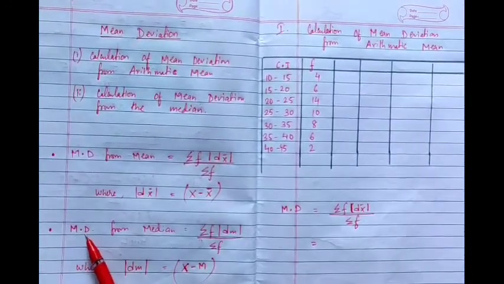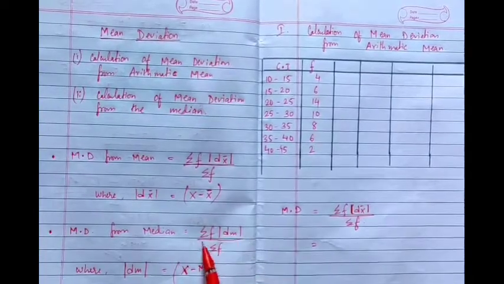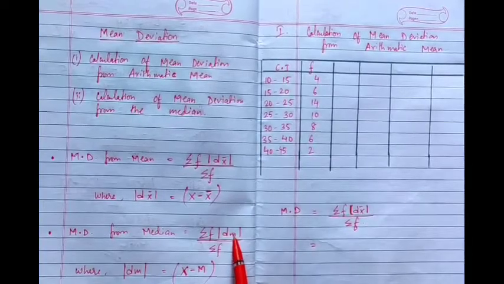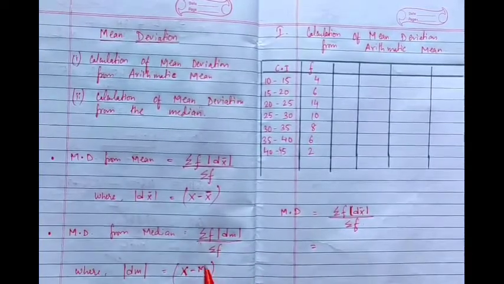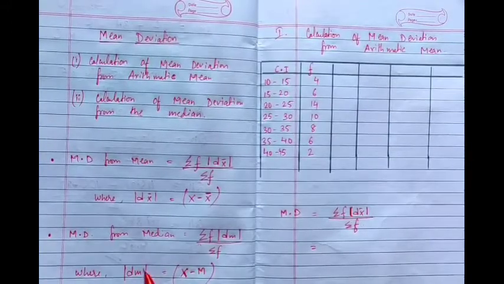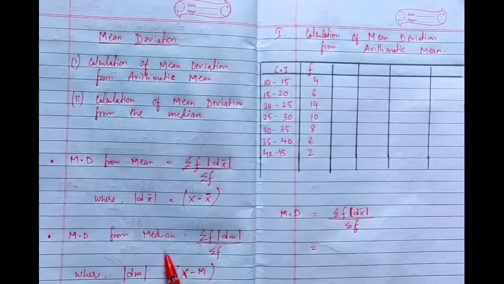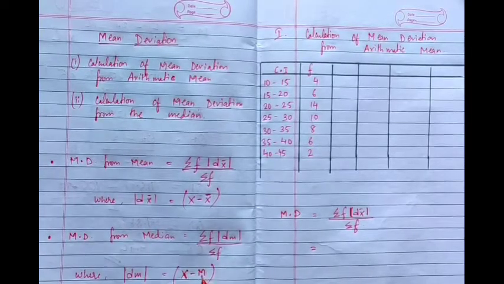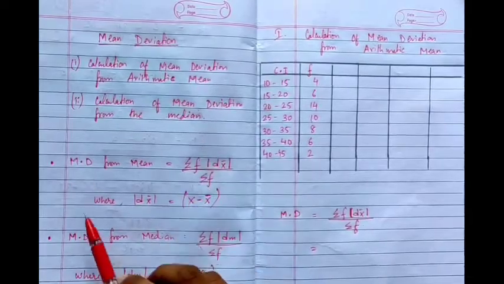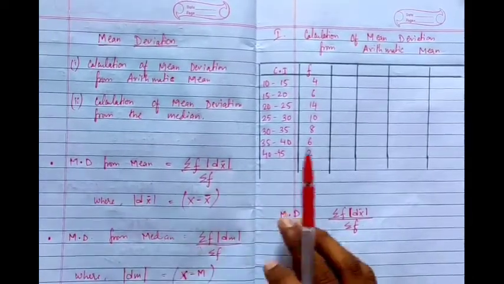And when we calculate mean deviation from median, we use this formula: summation f |dm| by summation f. So for that we have to calculate dm. dm will be x minus m, where m means median. First we have to calculate the median, then only we can find dm. That is the reason it is mean deviation from median. From x we will deduct the median, then we will get dm. We will do questions of both mean deviation from mean and from median, so everything will be clear to you.